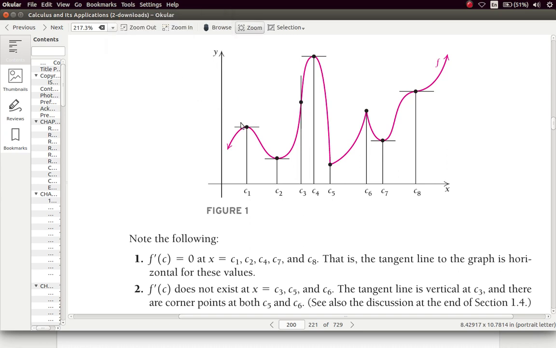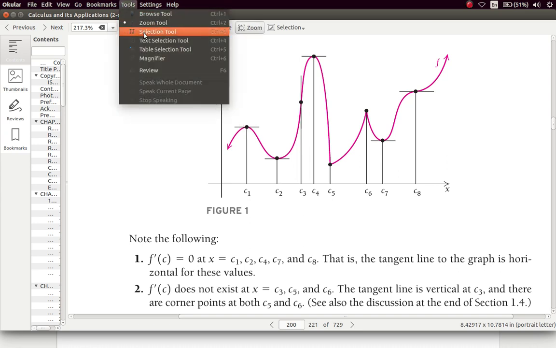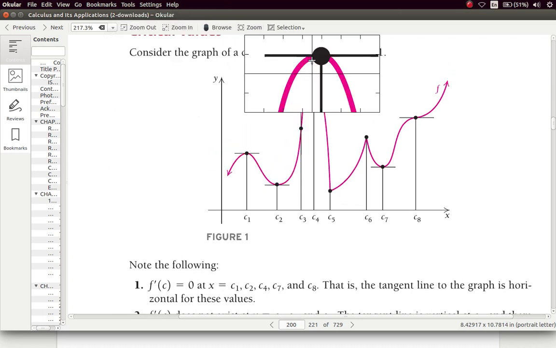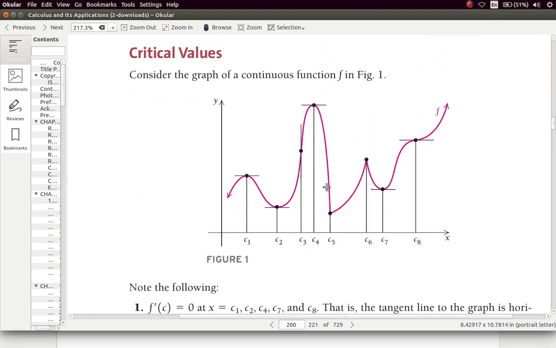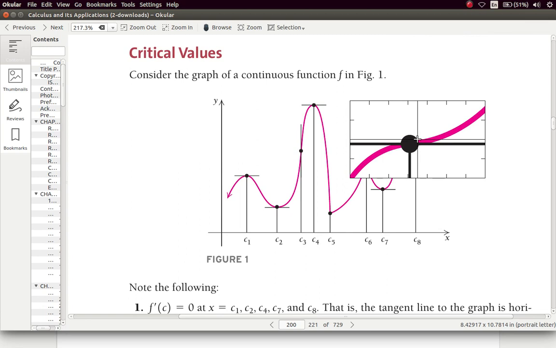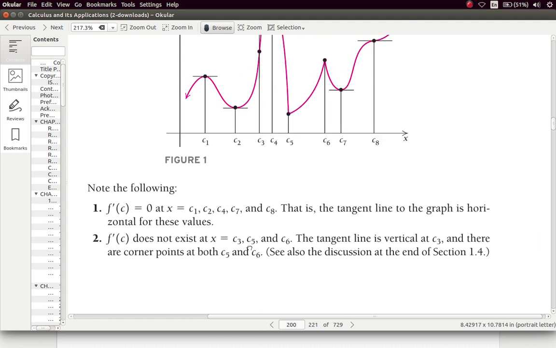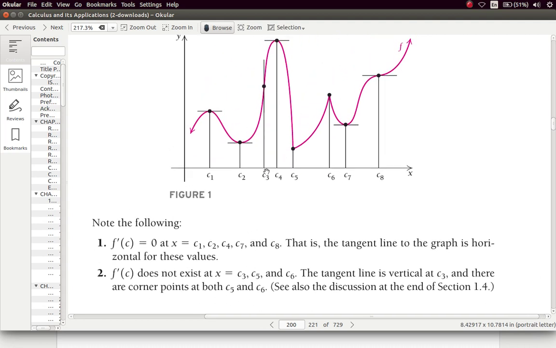Tangent line there, horizontal. All right, these are horizontal lines as well as here. Now, f prime of x does not exist at x equals c3. This is vertical. You have a point of inflection here going up. The line through it is going upwards.